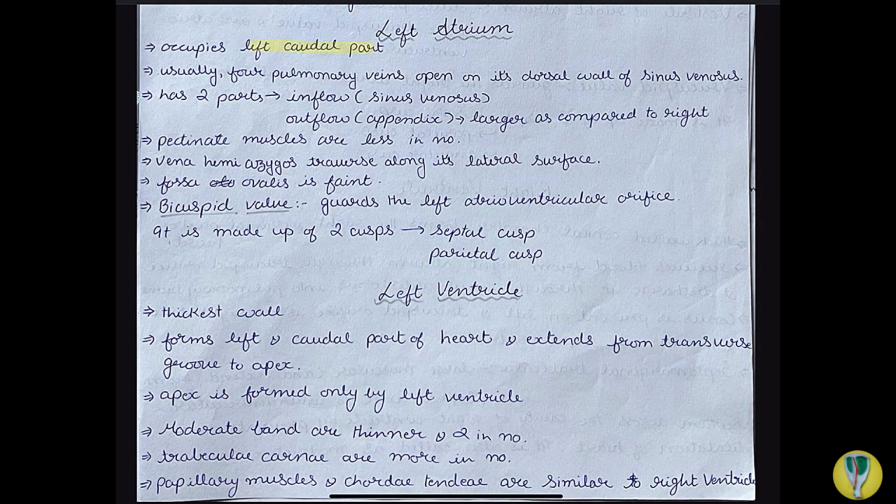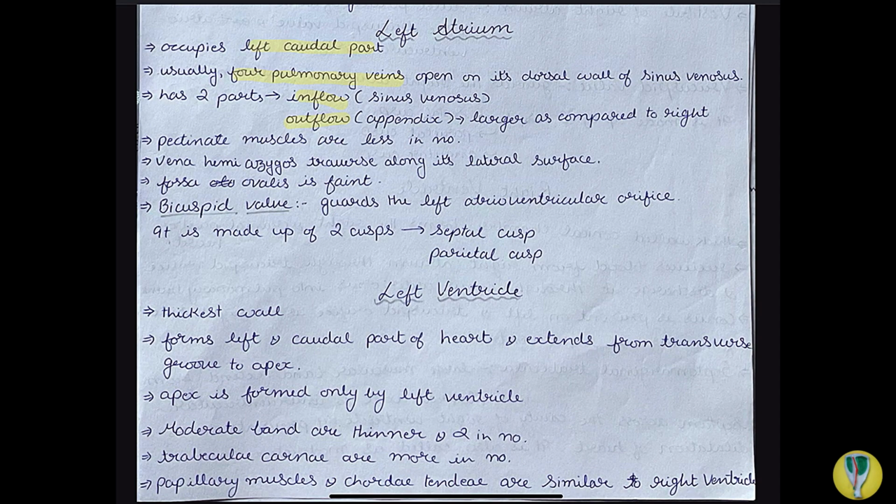It usually has four pulmonary veins. Okay, four pulmonary veins are present. Usually, the number may vary. It has two parts: an inflow part, just like the right atrium, the sinus venosus, and an outflow part, again like the right atrium, called appendix or auricle.